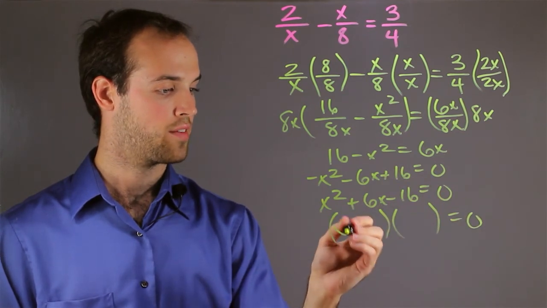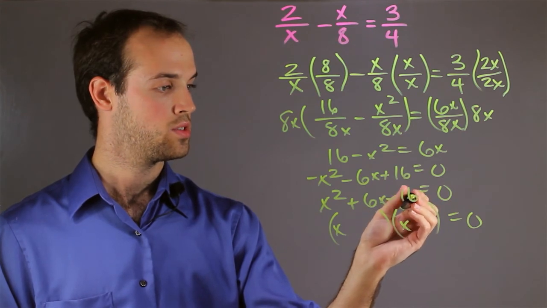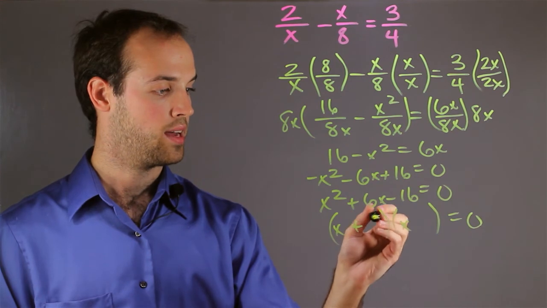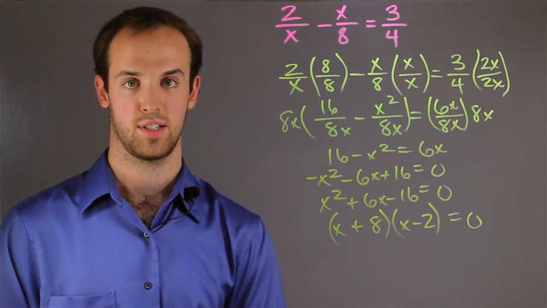So on this side I would have x, and I need 2 factors of 16. It looks like it's going to be 8 and 2, and the 8 needs to be positive. So this factors into x plus 8, x minus 2.